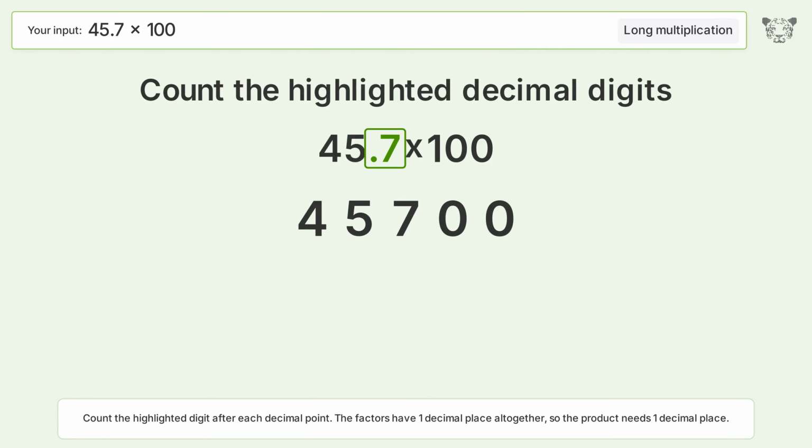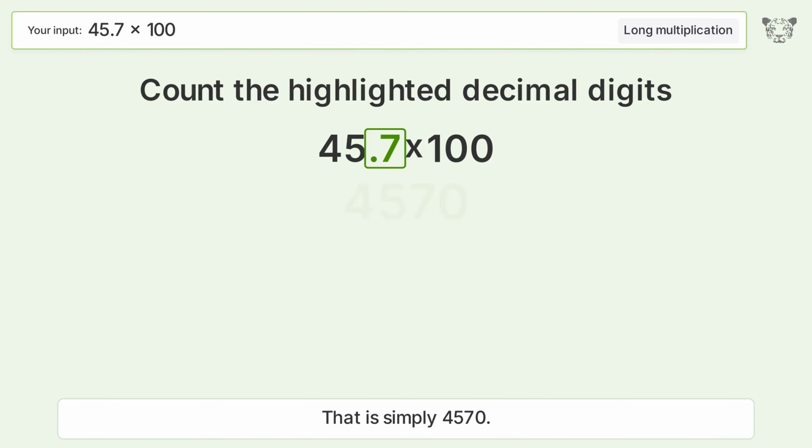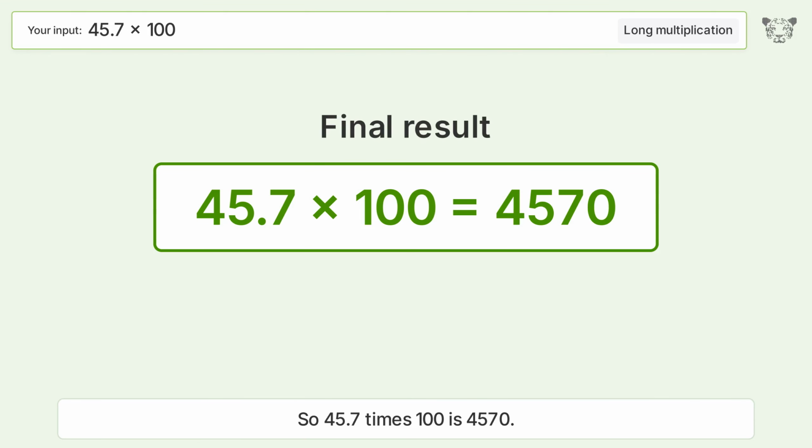Count the highlighted digit after each decimal point. The factors have one decimal place altogether, so the product needs one decimal place. Place the decimal point one place from the right. 45,700 becomes 4,570.0. That is simply 4,570. So 45.7 times 100 is 4,570.